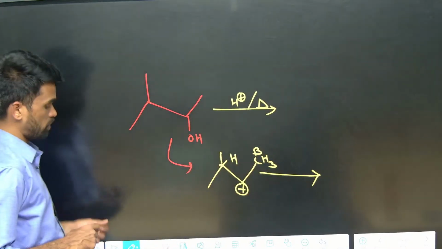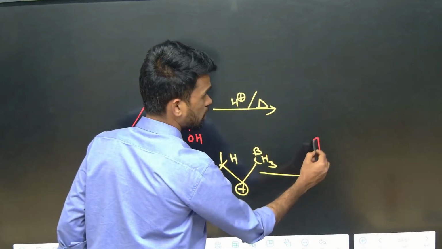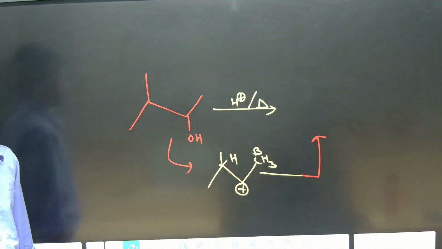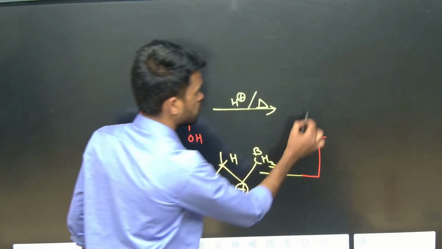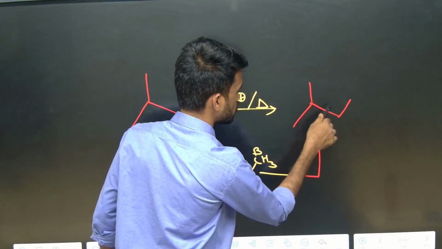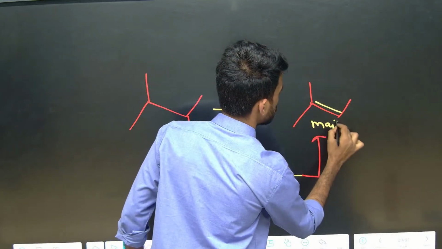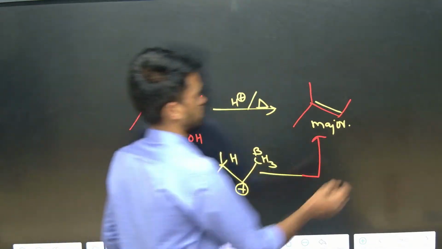But which will give you the major product? Internal alkenes or terminal alkenes? Which is major? Internal. So remove the proton from here, like this. This is the major product. What is the minor product? You can say the terminal alkene.